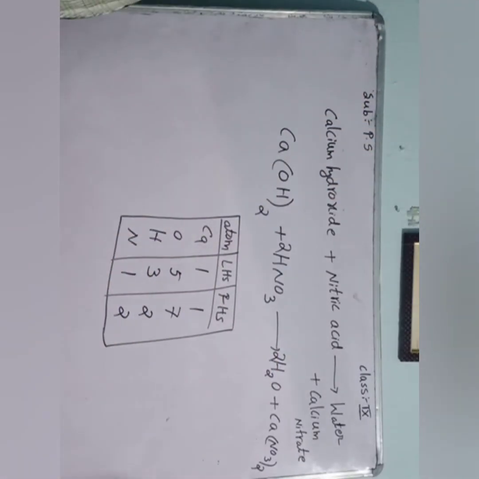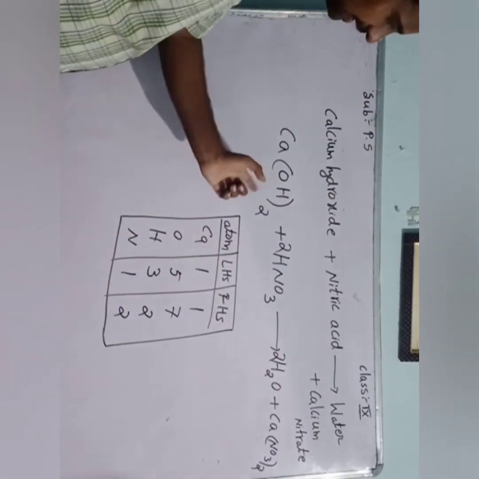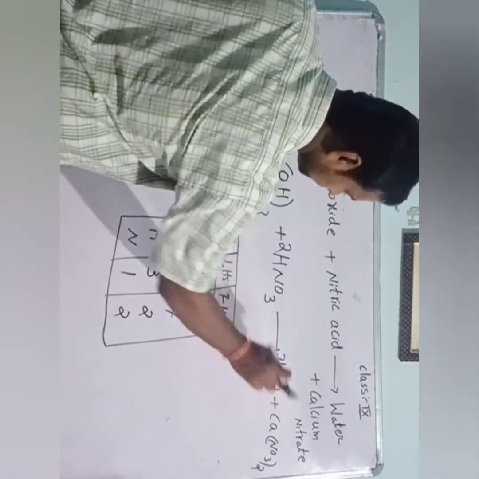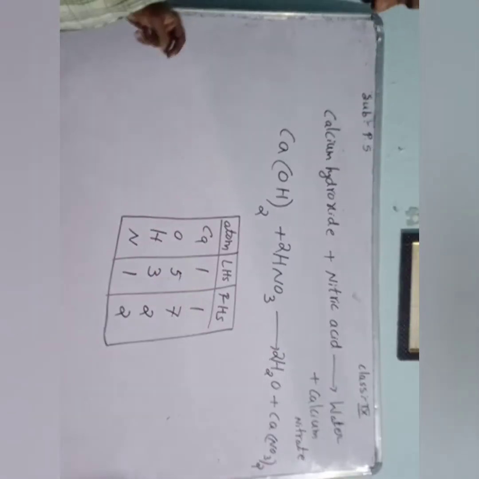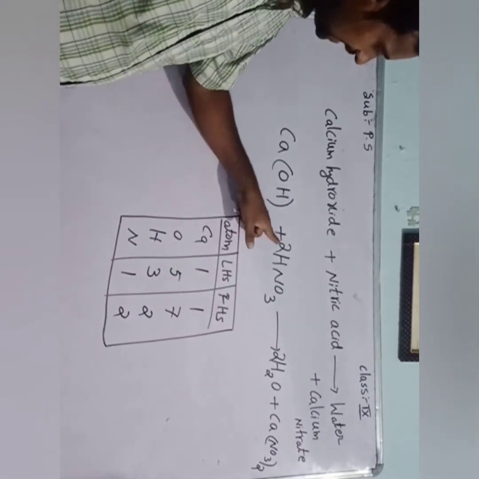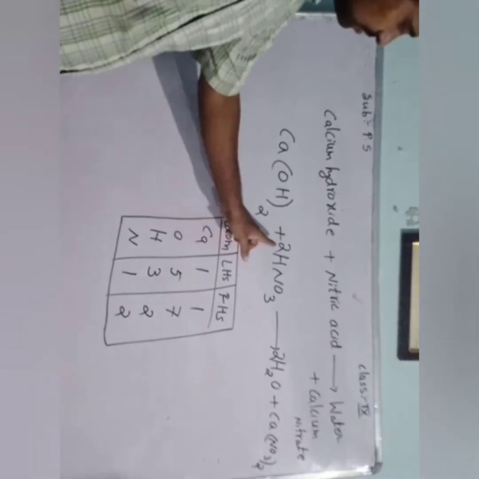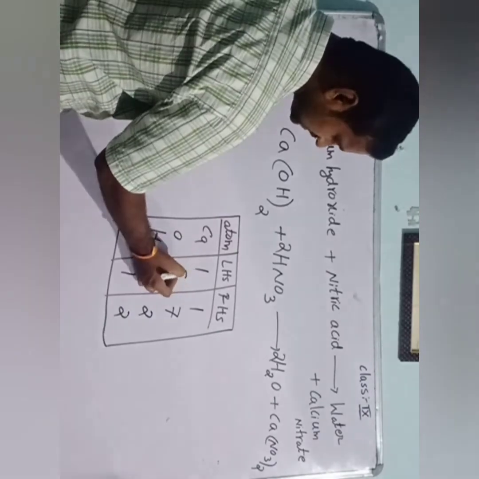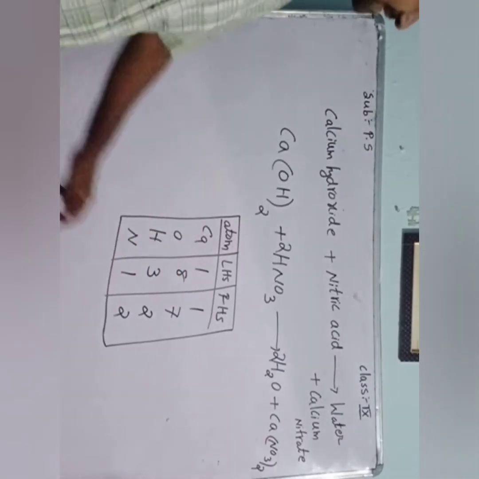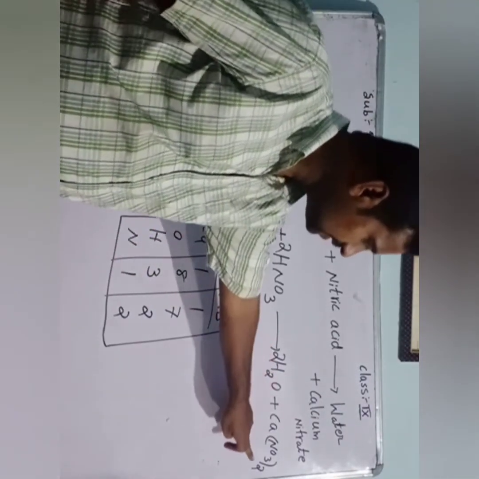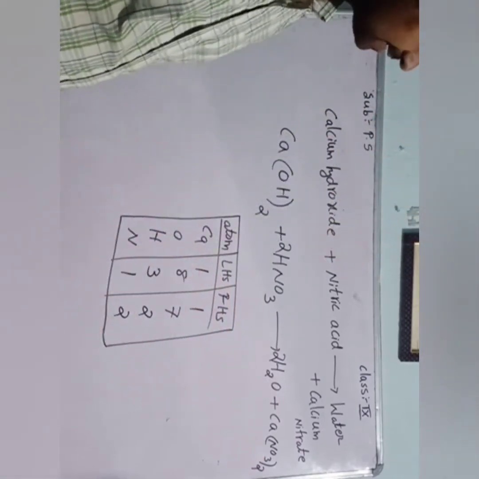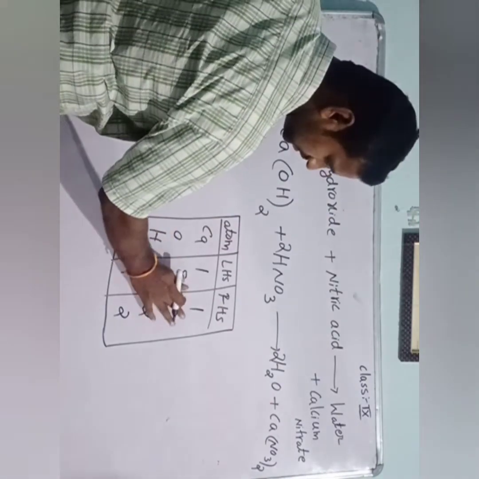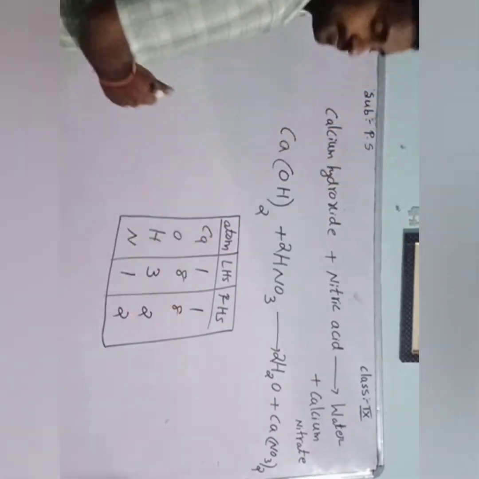Now count the atoms in both LHS and RHS. So calcium 1, RHS 1. Okay. Now oxygen atoms: 2 and 2 into 3, 6. So 6 plus 2, total 8 oxygen atoms. In RHS, 2 oxygen atoms and 3 into 2, 6 oxygen atoms. So 6 plus 2, 8. So oxygen atoms also balanced.